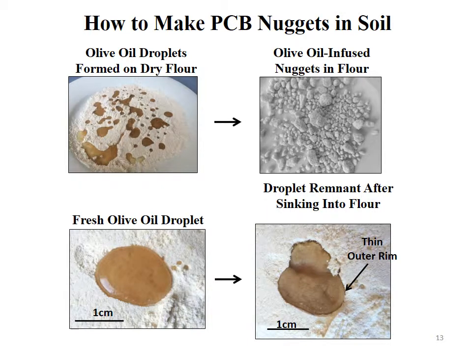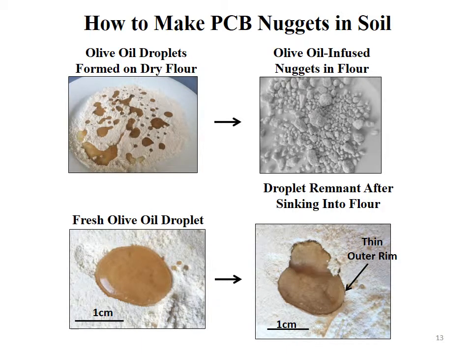Then we took a sieve and ran the flour through it, and you can see there are lots of very tiny olive oil-infused nuggets in the flour. Again, if you were testing this flour for olive oil, and you happened to get some of these nuggets in the sample that was actually being tested, you'd see very high concentrations of olive oil. Otherwise, not much. This is how PCB nuggets probably form in soil.